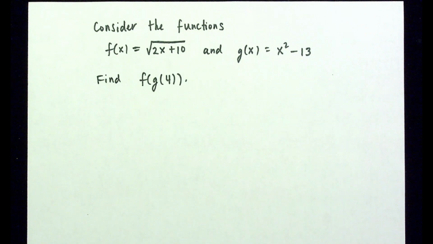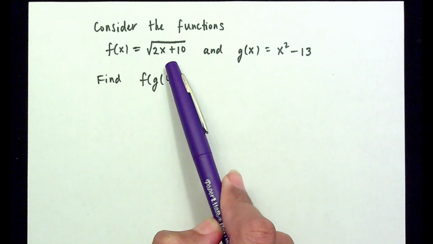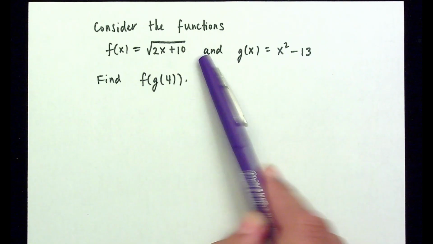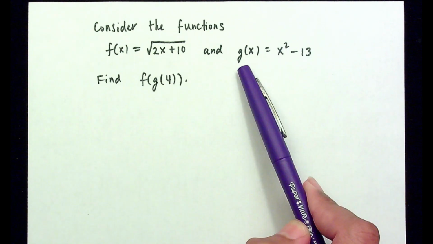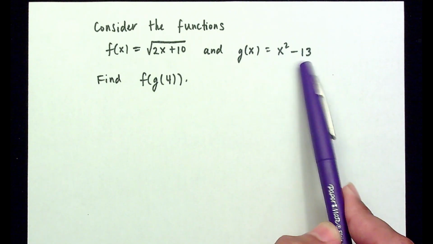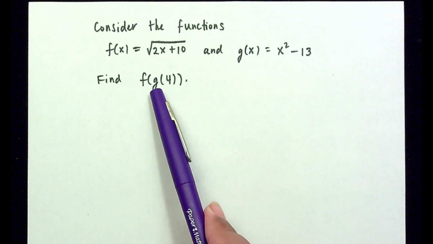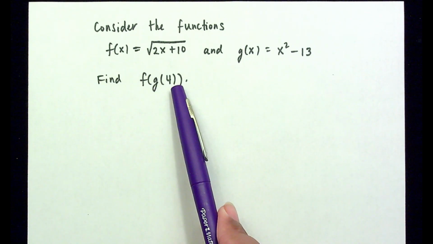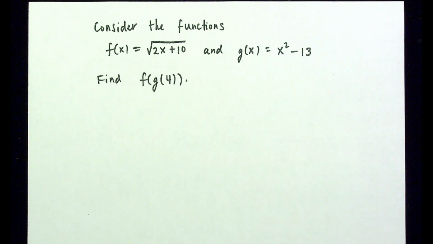Evaluating compositions of functions. Suppose they give you two functions, f of x equals the square root of 2x plus 10 in this case, and g of x equals x squared minus 13. The question is, can you evaluate this composition? F of g of 4. Find f of g of 4.